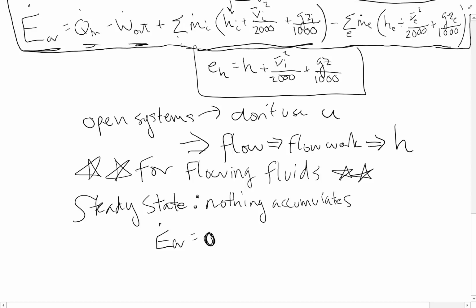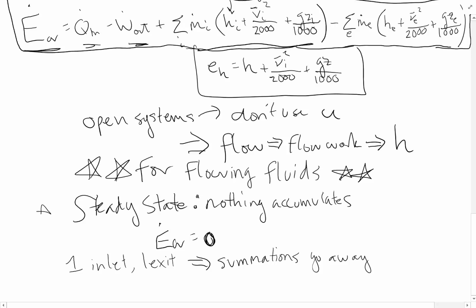Now the other really complicated simplification is that oftentimes we're going to have one inlet and one exit. So a turbine has one inlet and one exit, and a pump has one inlet and one exit, and a heat exchanger usually has one inlet and one exit, and a pipe has one inlet and one exit. And if you have one inlet and one exit, then your summations go away, because you don't need to sum over multiple inlets and exits because there's only one of them. And so we usually call the inlet state 1 and the exit state 2.